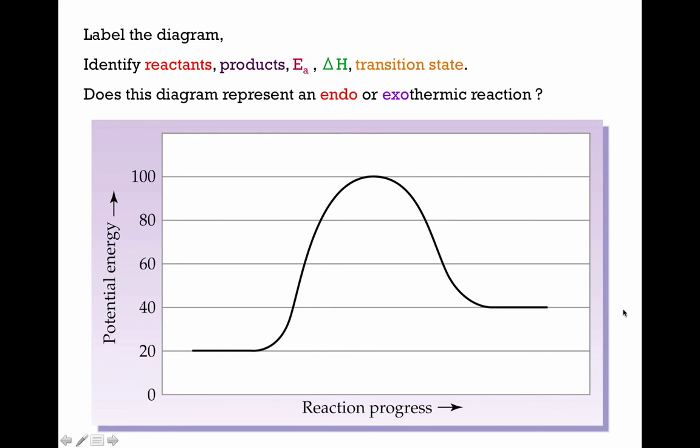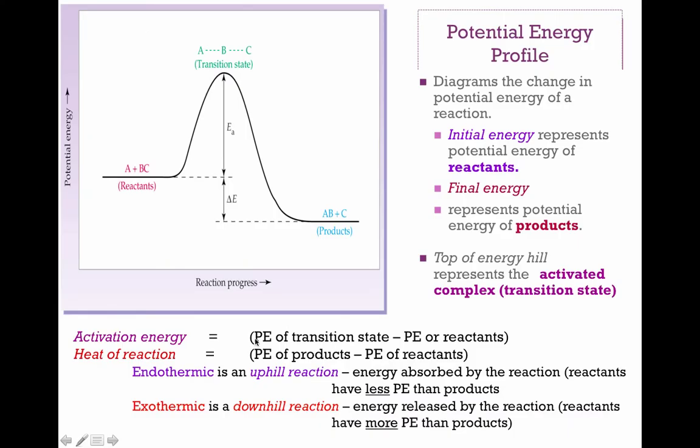The activation energy, EA, would be the difference between the reactants and the transition state, so it would be the difference between here and here. Delta H would be the difference between the products and the reactants, and the transition state would be the very top.